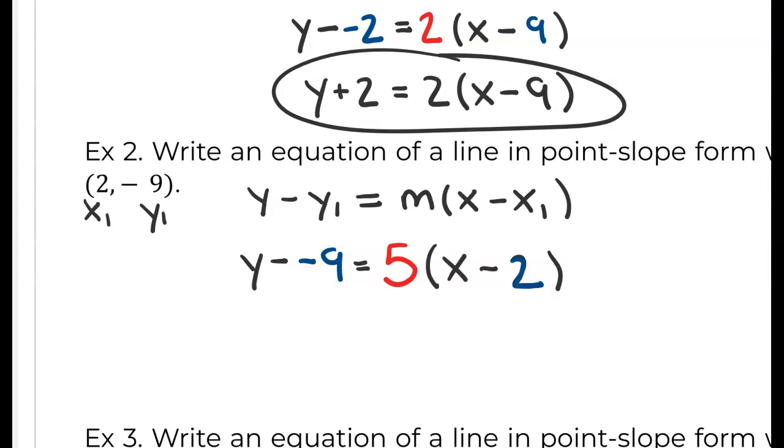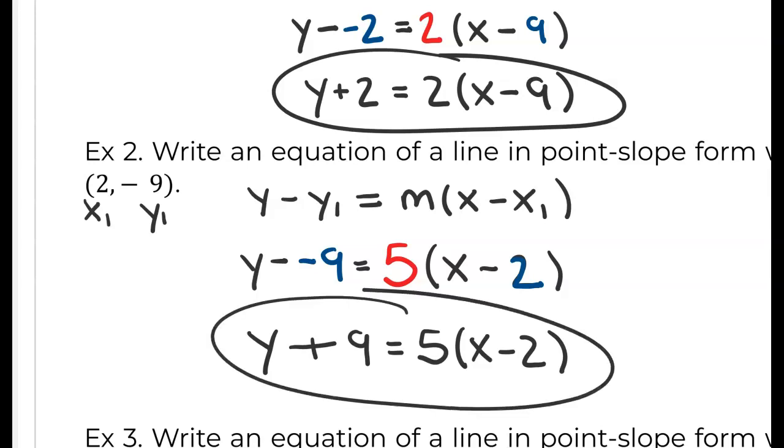Again, all we have to do to clean this up is change that subtracting a negative to a chunky plus. So y plus 9 is equal to 5, x minus 2. Point slope form.